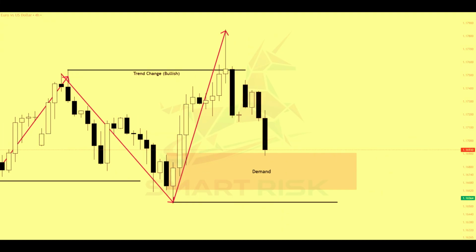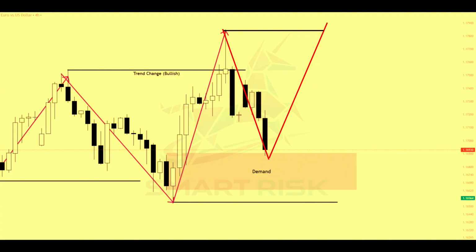Now the market pulled down and hit the demand. Now we have two options. We can plan a buy setup straight from this demand and take the market into bullish continuation, basically expecting a break of the previous high into a higher high. The only problem with this approach is that we don't have a demand that is validated recently.